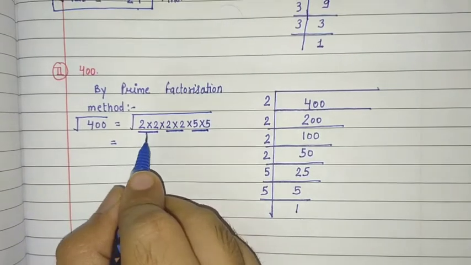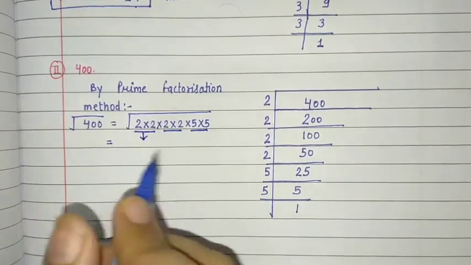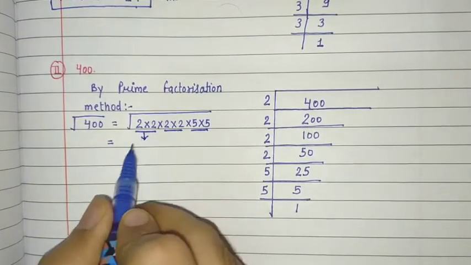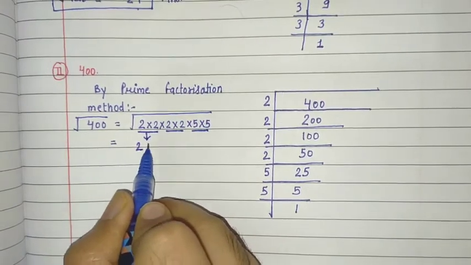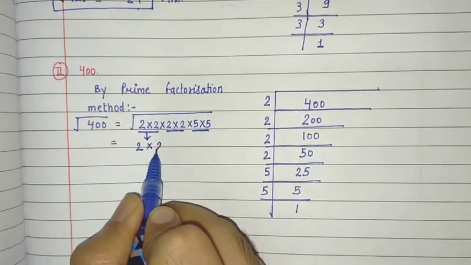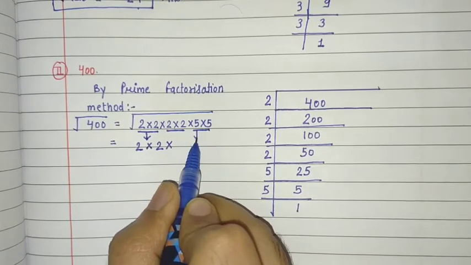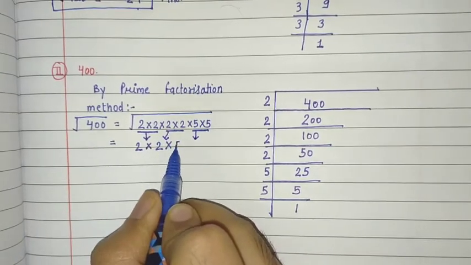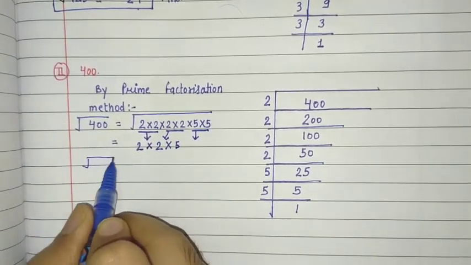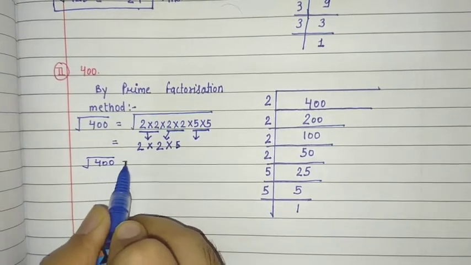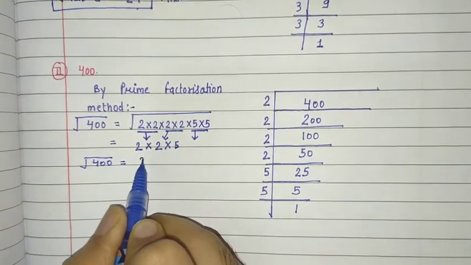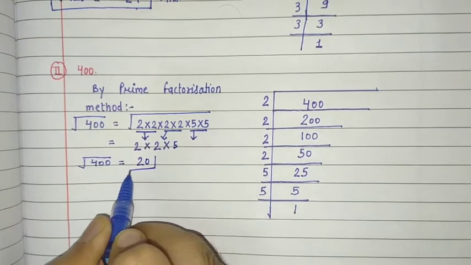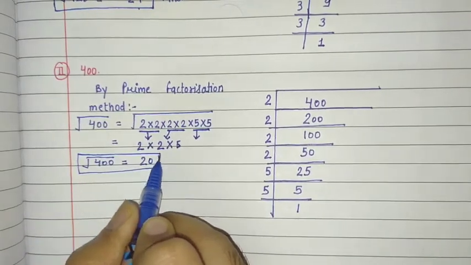From each pair you can take out one number. So the first pair is 2 into 2, so we will take 1 2 outside. Here also 1 2. From here 1 5. So your answer is square root of 400 is equal to 2 into 2 into 5, which is 20. This is your answer. Okay.